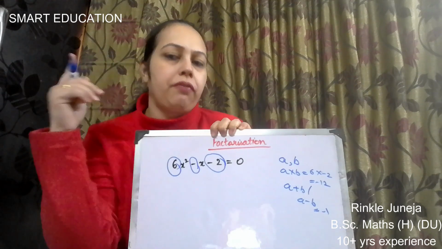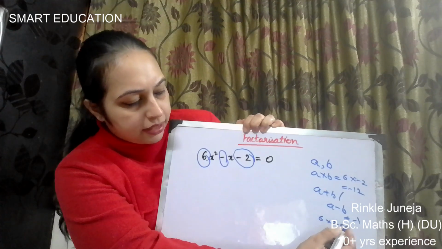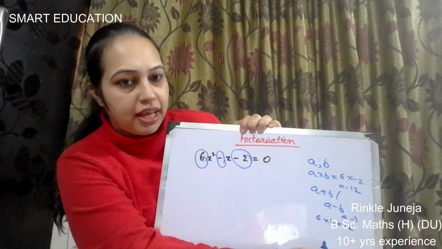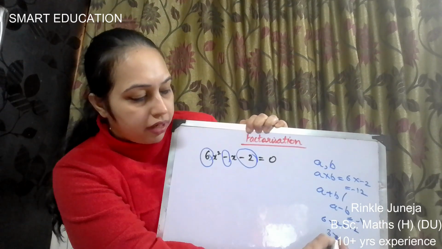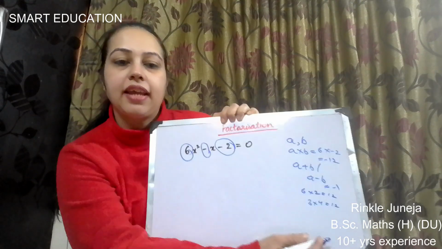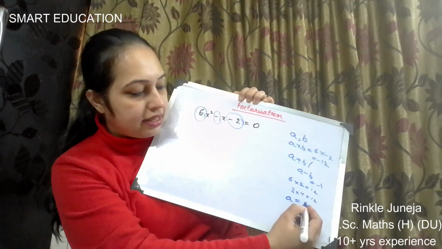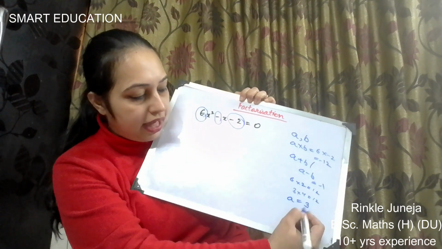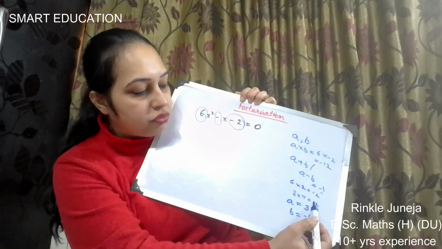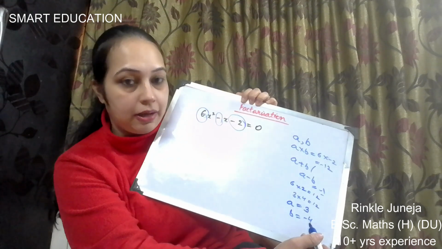So think of the factors of 12. We know 6 into 2 is 12, but 6 minus 2 can't be -1 and 6 plus 2 can't be -1. So we can't take 6 and 2. Also, we know 3 into 4 is 12, and if we do 3 minus 4, we'll get the answer as -1, right? So we can take a as 3 and b as -4 because we need -1, and 3 into -4 will also give us -12, right? So we need to take care of the minus sign.